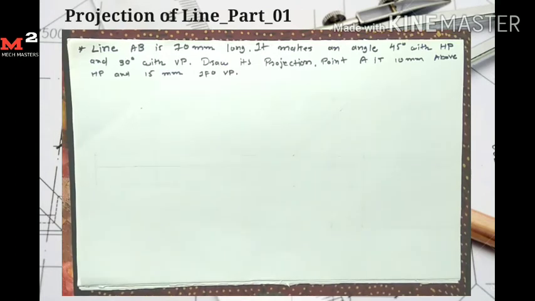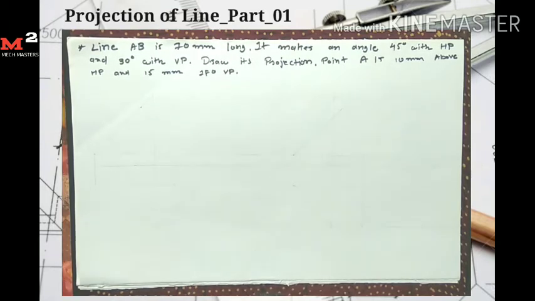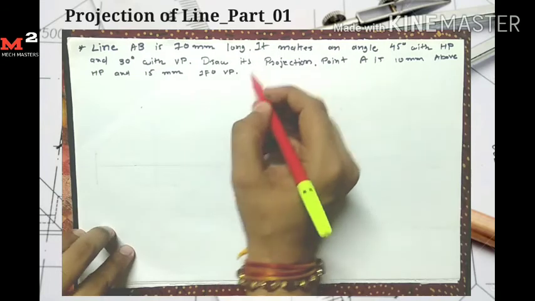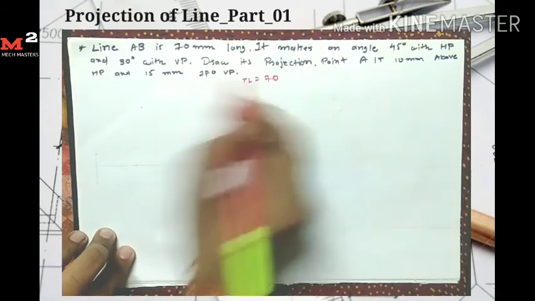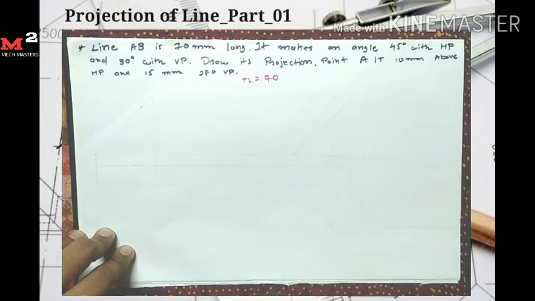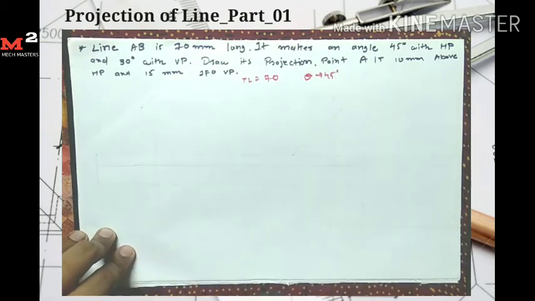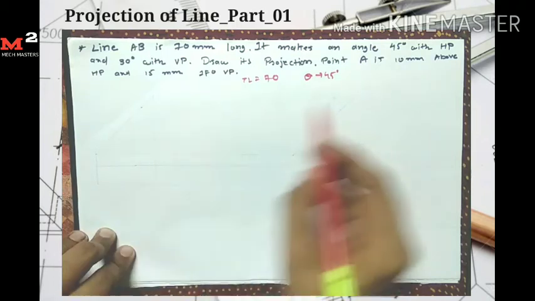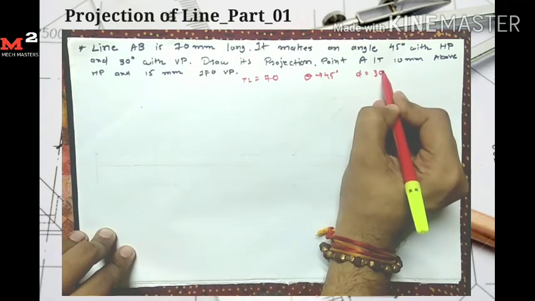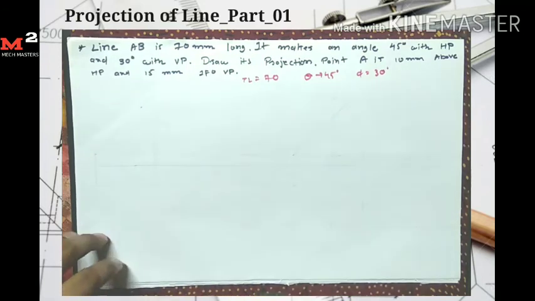For better understanding of the last case, when the line makes an angle with HP and VP, let's see one problem. The problem is given that the line AB is 70 mm long, so the true length of the line is 70 mm. It makes an angle of 45 degrees with the HP, so theta is equal to 45 degrees with HP and 30 degrees with the VP, so angle phi is equal to 30 degrees. Draw its projection when the point A is 10 mm above HP and 15 mm in front of VP.